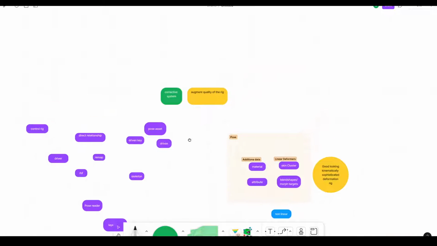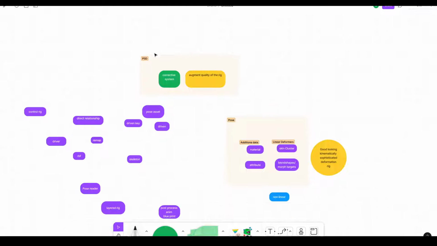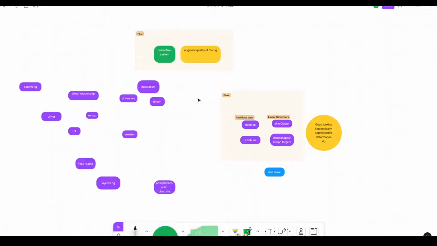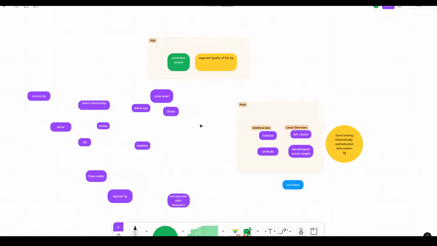You may have heard this as a concept that we are going to call PSD. This is an overall structure, or a pose-based deformation, which is something that implements a system that allows you to drive poses with a certain rule. Okay? Now let's figure this rule out.